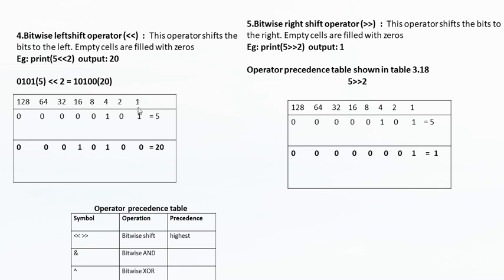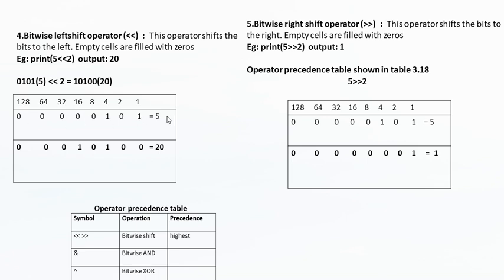So this place has a value of 2 power 0, which is 1. This is 2 power 1. This is 2 power 2, 2 power 3, 2 power 4, 2 power 5, 2 power 6, and this is 2 power 7. So if you want to represent 5 in binary, you make this and this as 1, because if you add these two, 4 plus 1 is 5, and the rest of the places are 0.